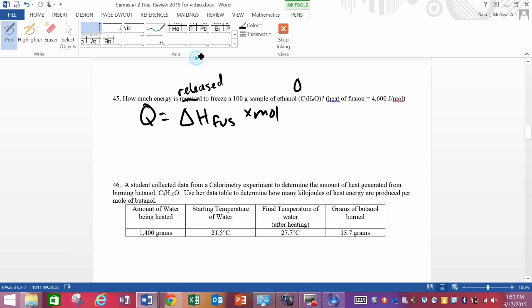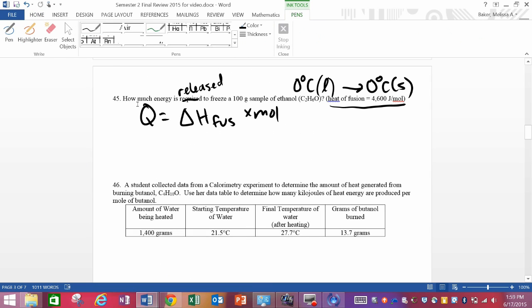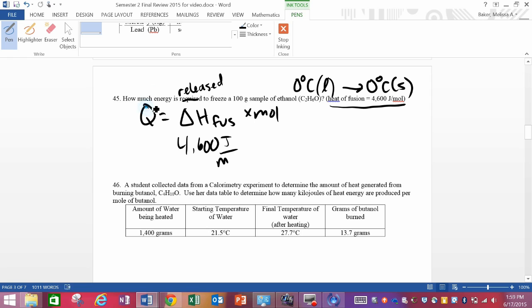This is saying, how do we go from 0 degrees Celsius liquid ethanol to 0 degrees Celsius solid ethanol? So it says the heat of fusion is 4,600. Just as a random side note, it says for ethanol on here that it's 5,000. So maybe this is a rounded number. Anyways, let's use the value that they give us just because it's simpler. So 4,600 joules need to be released to freeze 1 mole.